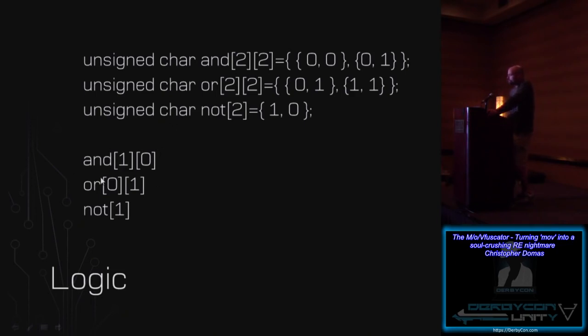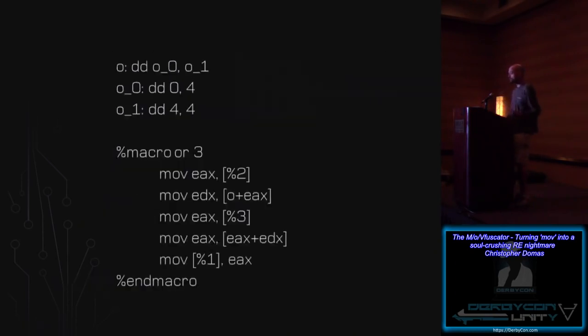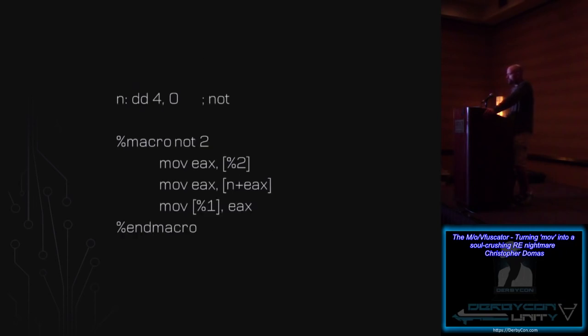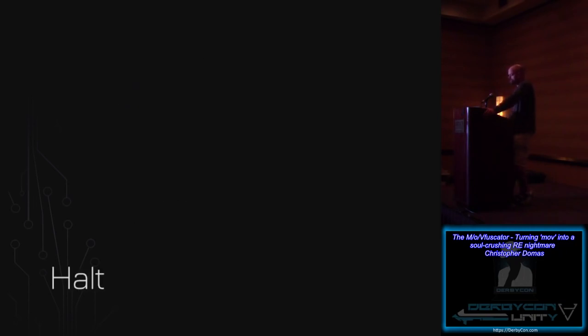The logical OR of 0 or 1: I go to my OR array, look up subarray 0, element 1, to find out the logical OR of those two values is 1. So with simple memory lookups, I can implement logic gates as well. So these are some OR macros to implement OR with only move instructions, implementing AND with only move instructions. Here's NOT with only move instructions.